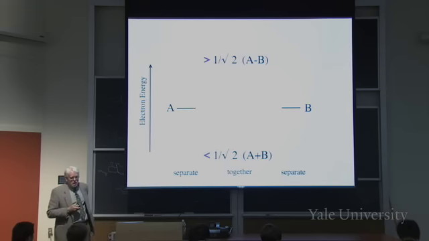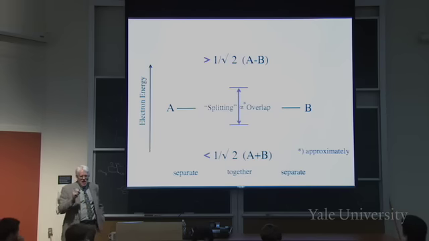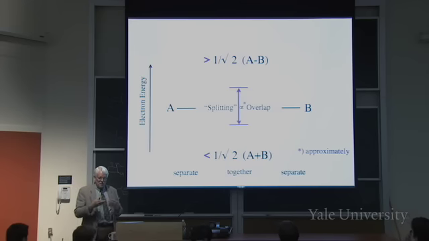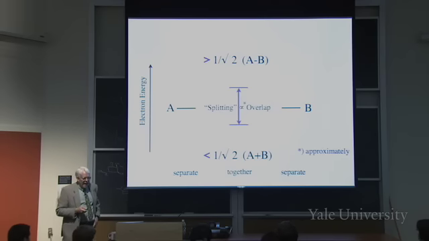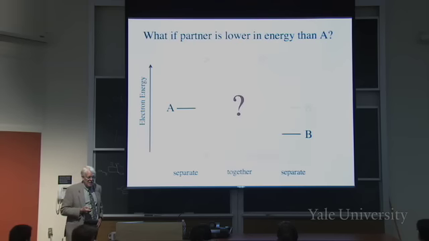Okay, so here's what we talked about already, right? And we have this splitting, which is about proportional to overlap. It's not numerically strictly proportional to overlap, but it certainly is close to proportional to overlap. Okay, now what would happen if the two atoms you started with were not the same? If one was a better place for electrons to be than the other, like there, for example.